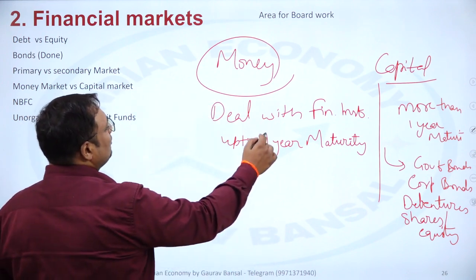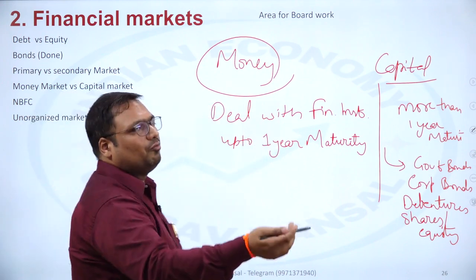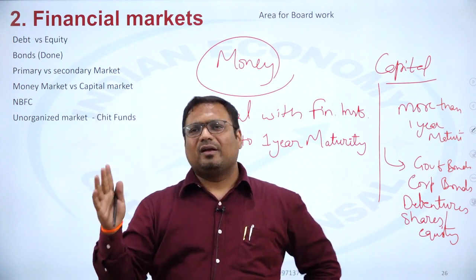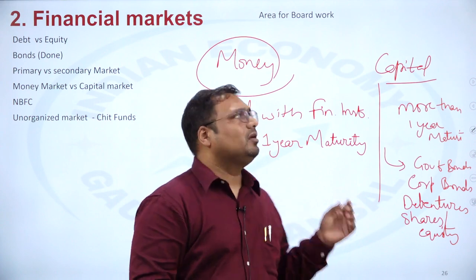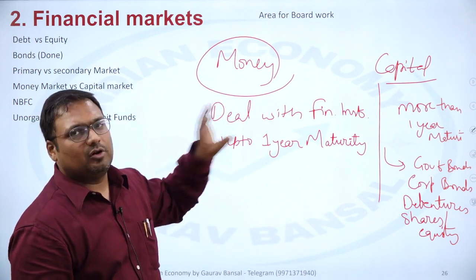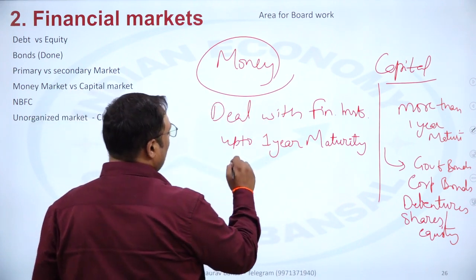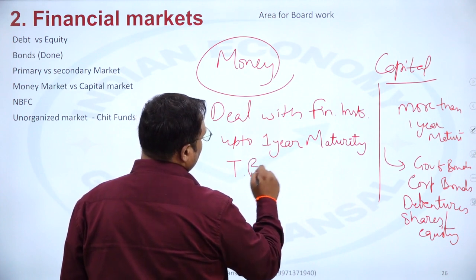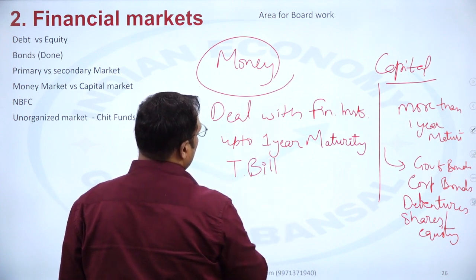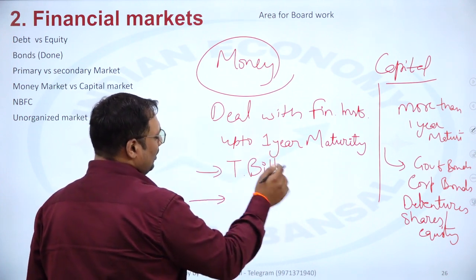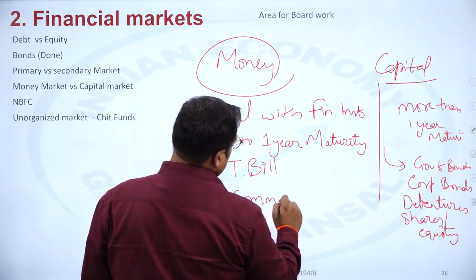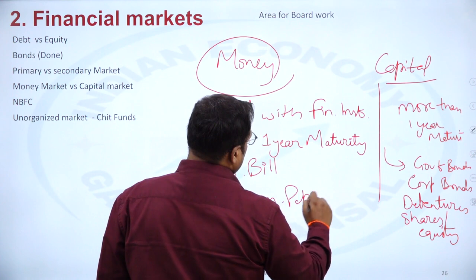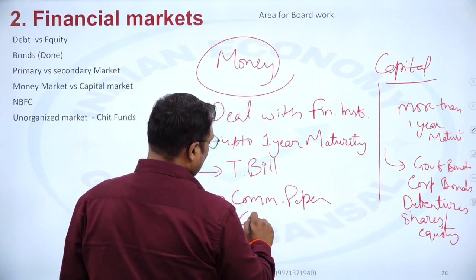Okay, and up to 1 year maturity. If the loan that you have given to someone or taken from someone has an agreement that completes within 1 year, then those types of financial instruments belong to the money market. For example, treasury bill. For example, the commercial paper. Okay, for example, certificate of deposit.